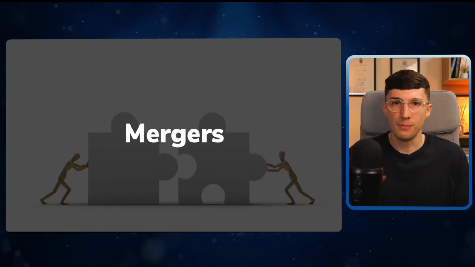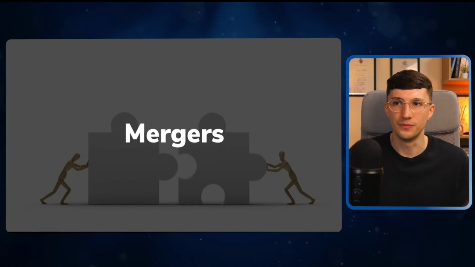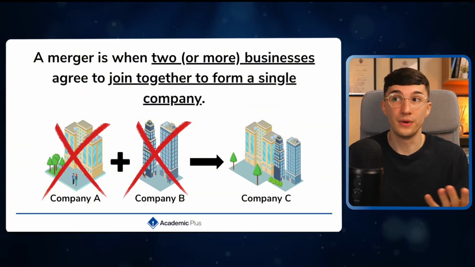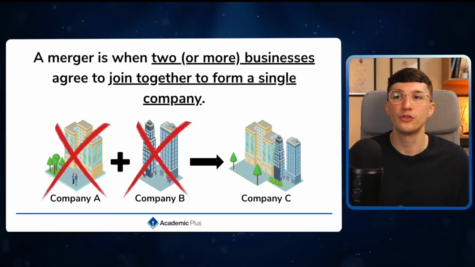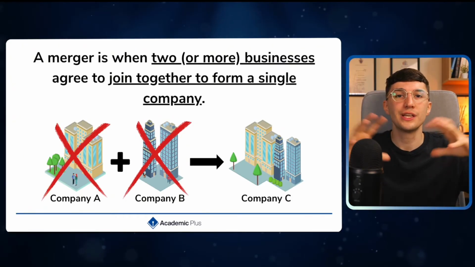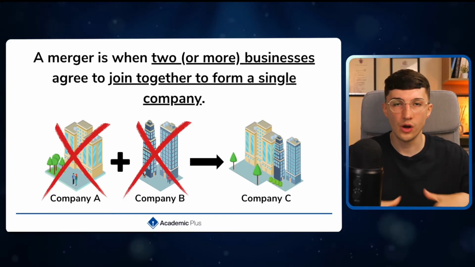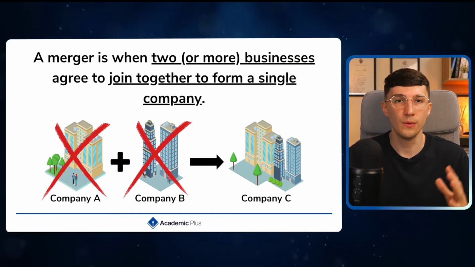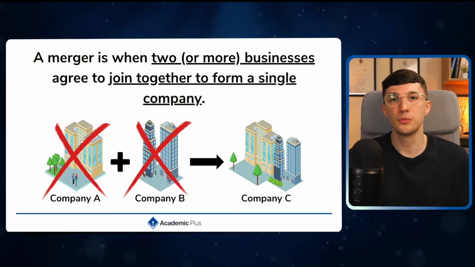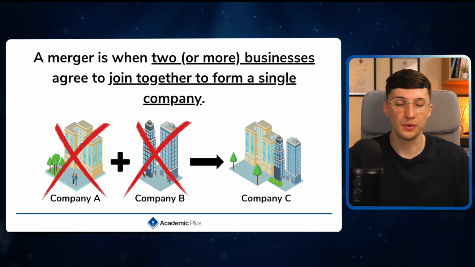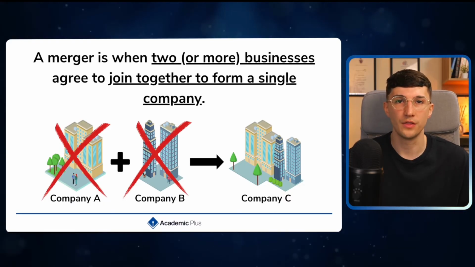So what actually is a merger or a takeover? What are the key definitions? Starting off with a merger. Now, a merger is when two or more businesses agree to join together to form a single company. Now, what's key about this is that those single entity companies no longer exist. The only thing that exists now is this brand new company. So Company A merging with Company B forms brand new Company C. Company A and Company B do not exist anymore by themselves.